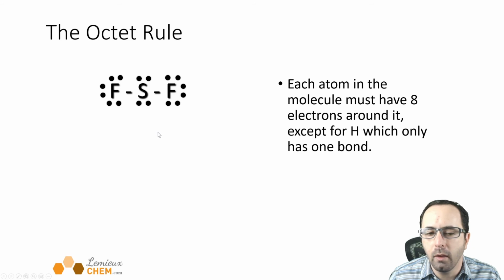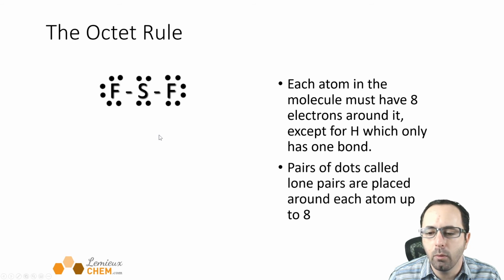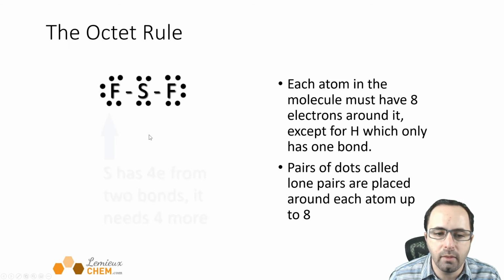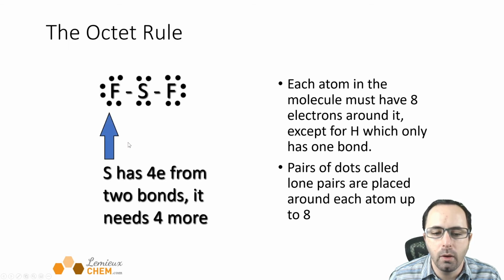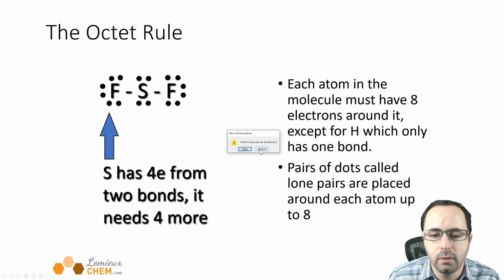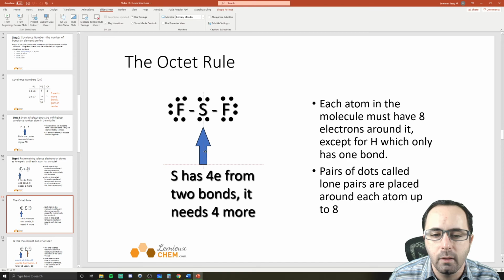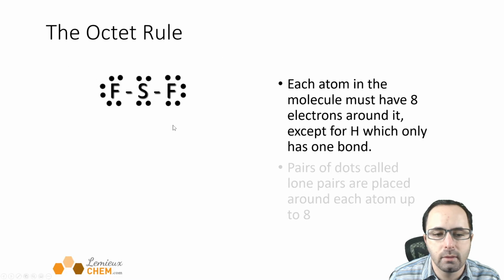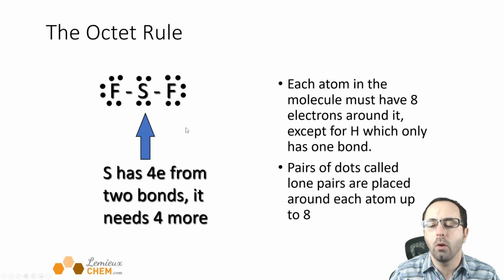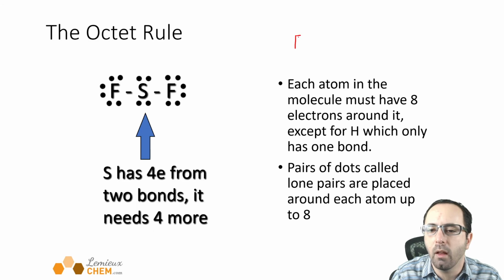So each atom must have 8 around it, where the pair of dots are called lone pairs again. Same thing as we were saying last time. The sulfur now has 4 electrons. My arrow is a little off here. Let me put that there. And so going back, okay, so before we saw this final answer here, we had this.